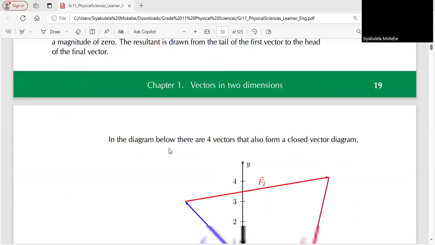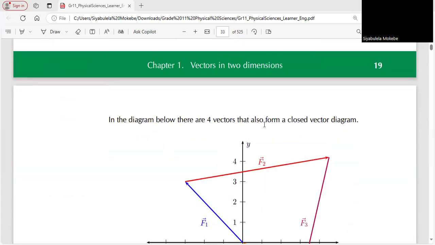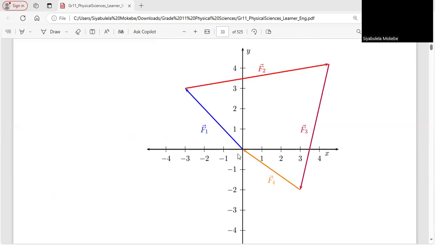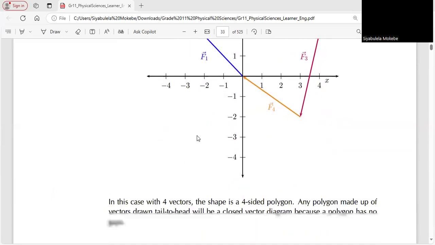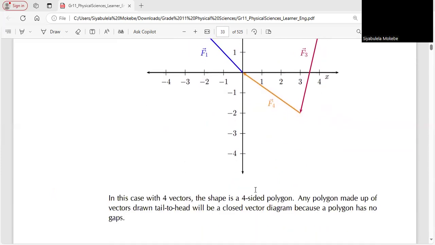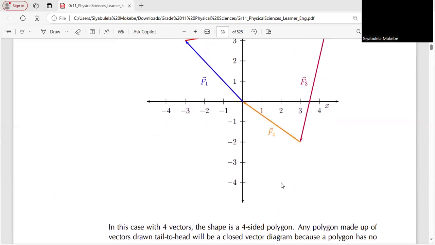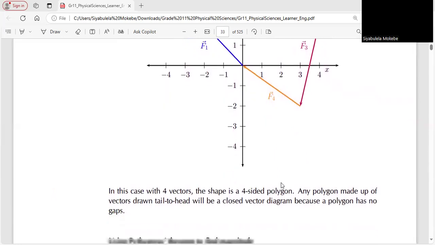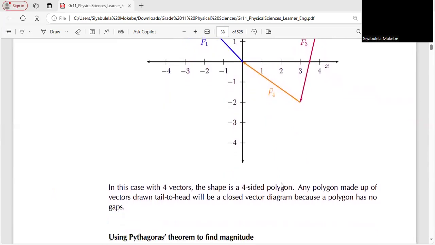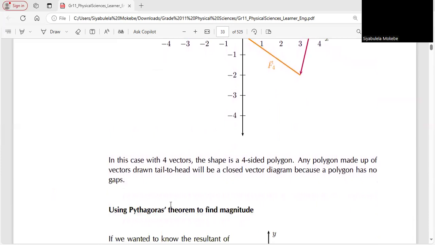In the diagram below, there are 4 vectors that also form a closed vector diagram. Here they are. In this case, with 4 vectors, the shape is a 4-sided polygon. Any polygon made of vectors drawn tail to head will be a closed vector diagram because a polygon has no gaps.